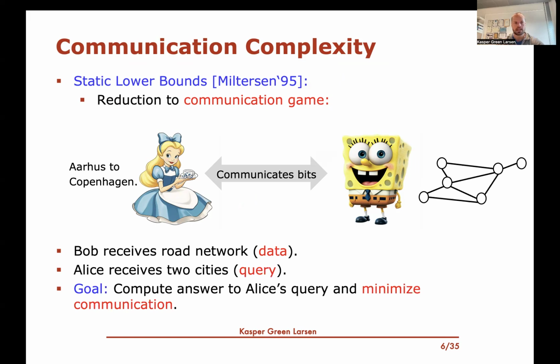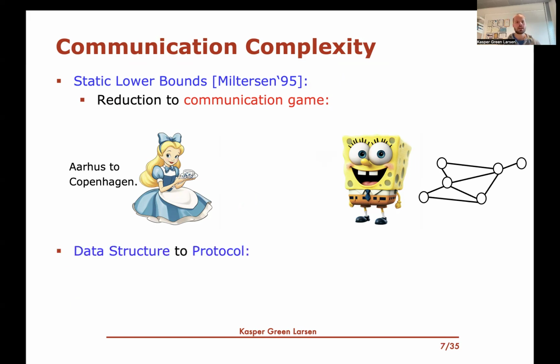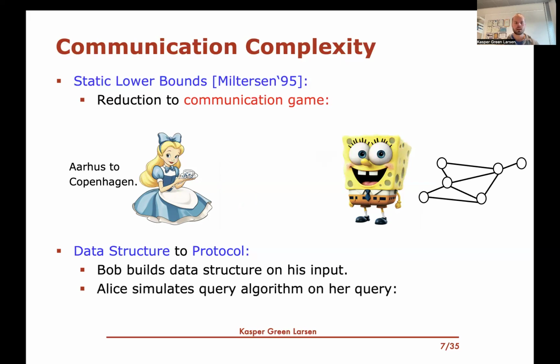Okay. And now the reason why static data structures are related to this communication game is that if I have a data structure, I can use it to obtain a communication protocol for this game. So what could you do? The way that a data structure gives a protocol is that Bob, having the input to the data structure problem, could start by constructing the data structure on this input. And now Alice, who has the query, knows what the query algorithm is, the decision tree corresponding to a query. So she'll try to simulate the query algorithm of the data structure on her concrete query input.